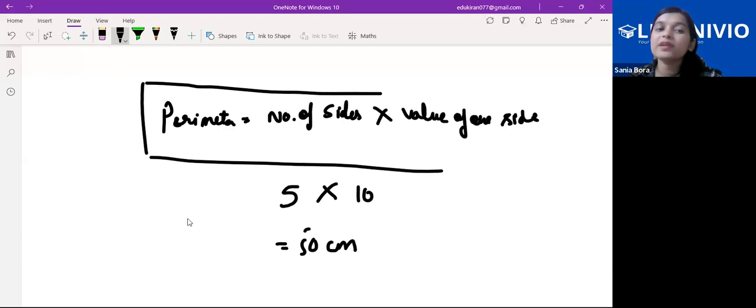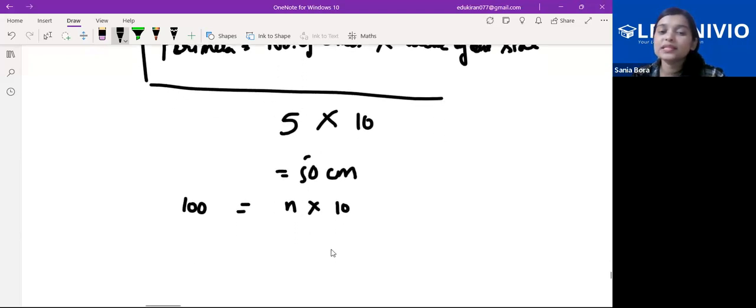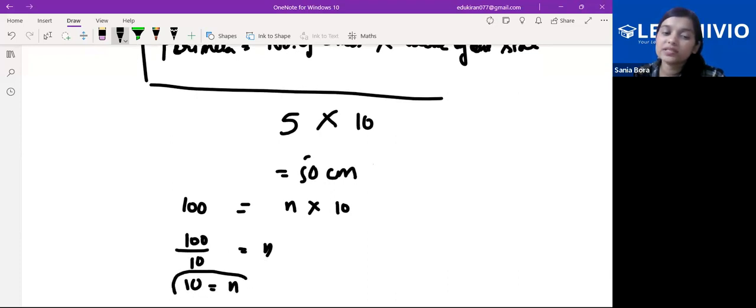But in case the perimeter is given, for example, 100, and the number of sides is not given, right? So you will write n here and the value is given, for example, 10. You need to find this n. This 10 will go to this side. It will be 100 divided by 10, and the answer is 10. So the number of sides is 10.